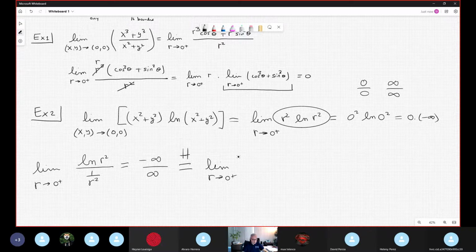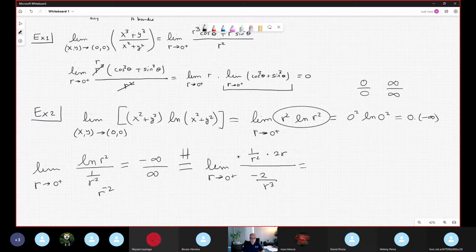differentiate the top part. The derivative of the natural logarithm is, well, chain rule, guys, chain rule: 1 over r squared multiplied by the derivative of the argument, which is 2r. Cool. And the derivative of this, which is r to the minus 2, is minus 2 r to the minus 3. But I don't like negative exponents. I want to put directly r cubed, right? Okay, cool.